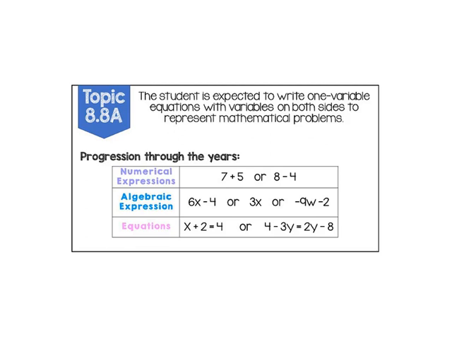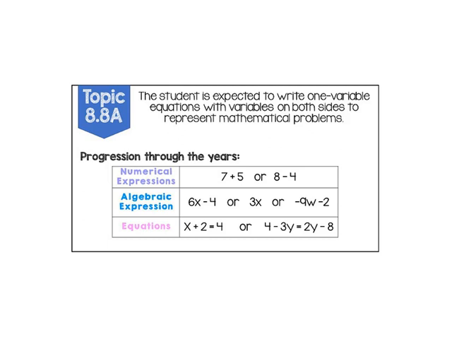So here, this is the progression through the years. In elementary school, you started off with just numerical expressions like 7 plus 5 or 8 minus 4. Then you move slowly, in like 6th and 7th grade, to algebraic expressions where we involved that variable. So for example, 6x minus 4 or just 3x or negative 9w minus 2.